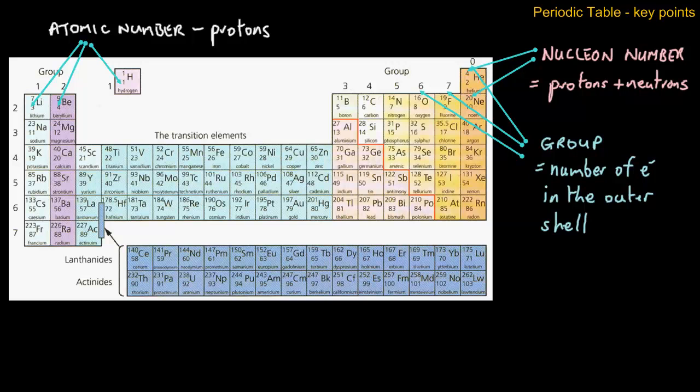The other number we have is here, 7, 6, and so on, and this is known as the period number. So this is the period. And in 1 to 3 it equals the number of electron shells.